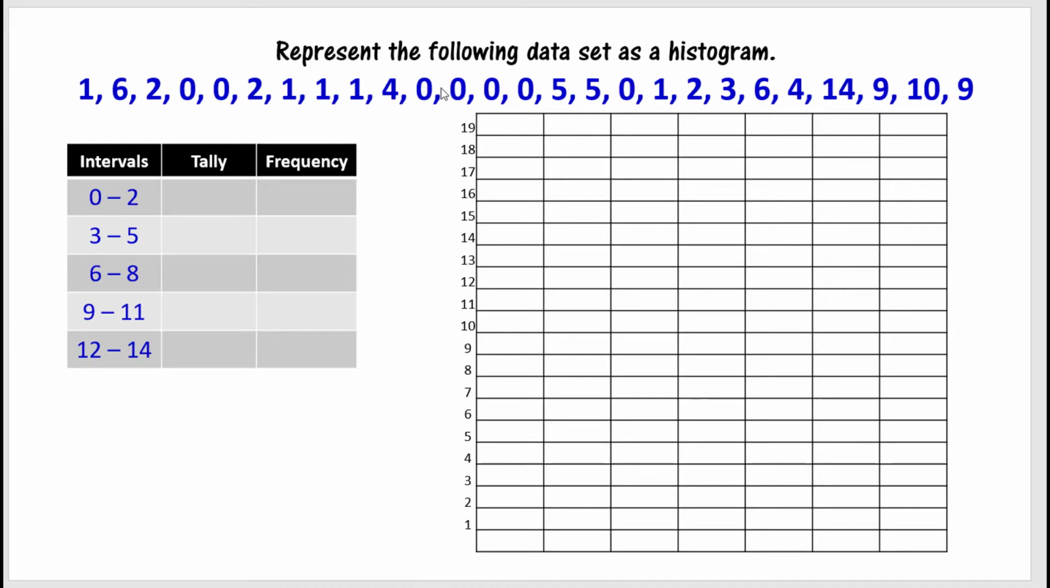The minimum is 0 because that's our lowest number, and our maximum is 14. And then we're going to decide on the number of intervals, and I said 5. Intervals just means like a range, how many ranges of numbers. And so I did 0 to 2, 3 to 5, 6 to 8, 9 to 11, 12 to 14.